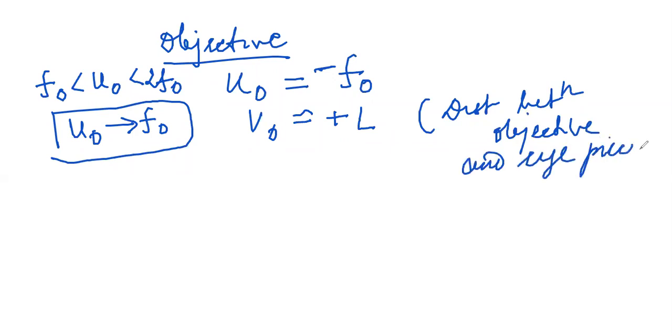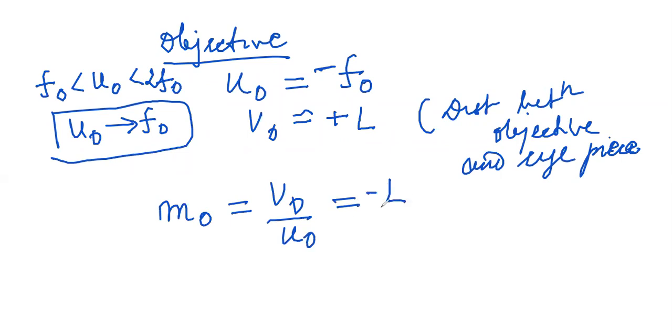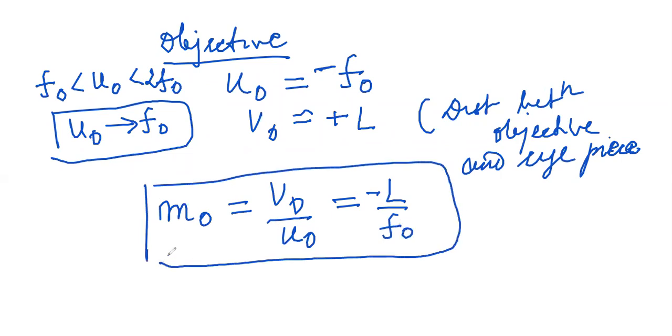Now what should be the magnification of the objective? Magnification of the objective should be VO by UO according to the formula. So this should be equal to L by FO, so it will be minus L upon FO. So this we have got as the magnification of the objective. Am I clear? I should write this as nearly equal to, not equal to.